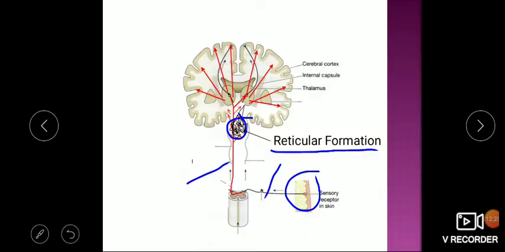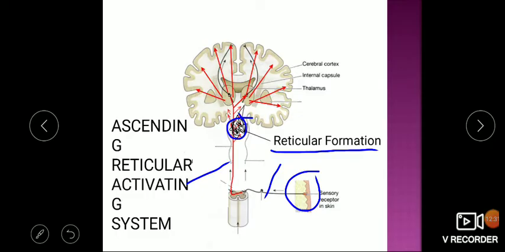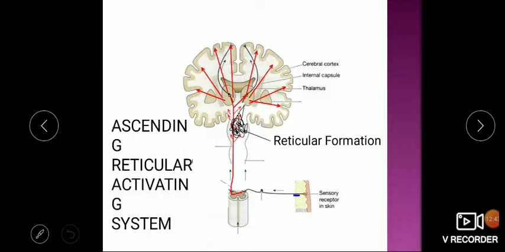So this is called the ascending reticular activating system, which is nothing but again a part of the spinothalamic tract only. You can see in this diagram, this is the spinothalamic tract, fibers coming here, second order neuron arising and crossing to the opposite side, going up to the thalamus. But some branches are given to the reticular formation, which will excite these nuclei. They in turn activate the whole cortex.